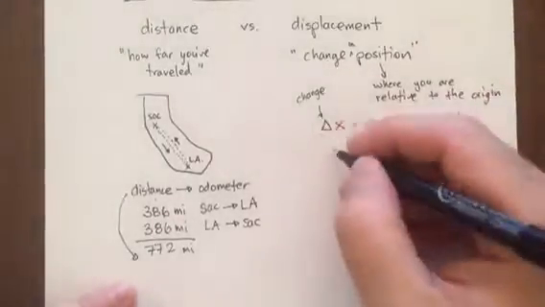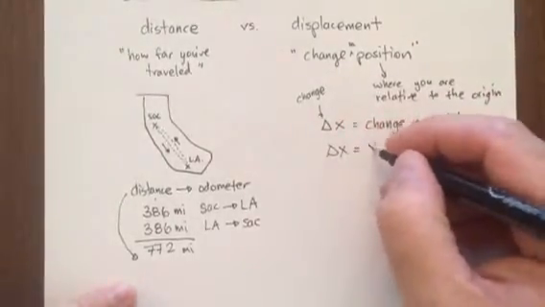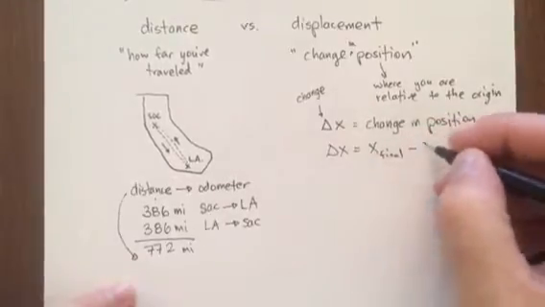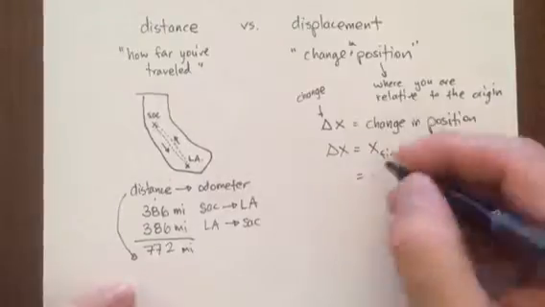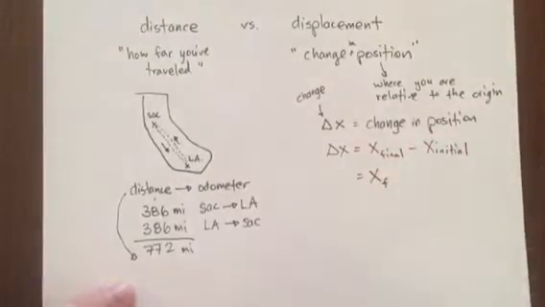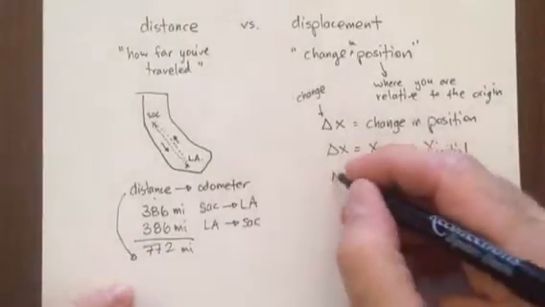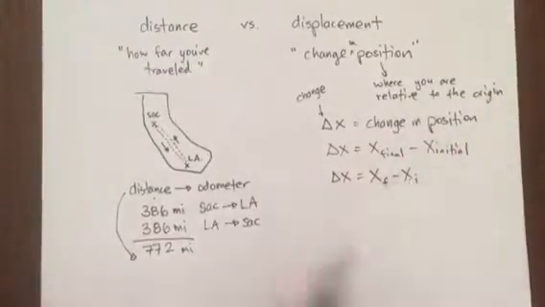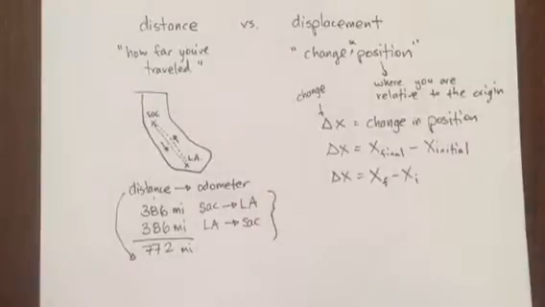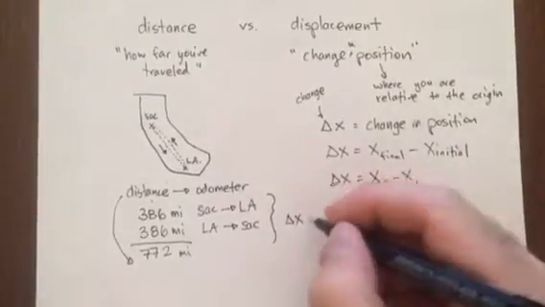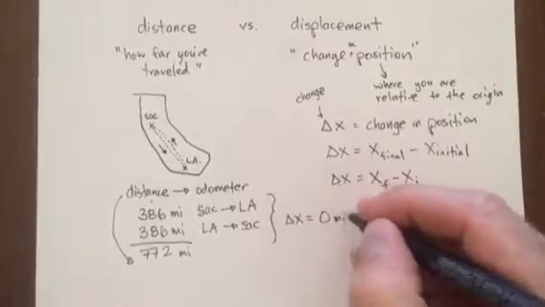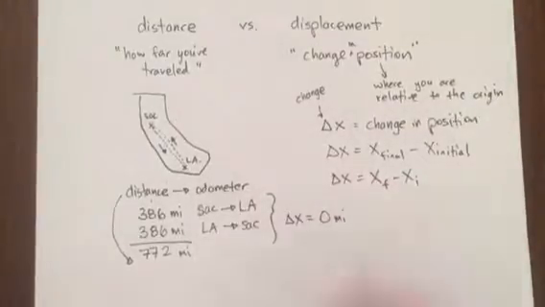And the change in anything is the final position minus the initial position. Okay? This can be abbreviated as x_f for final and x_i for initial. So your displacement is always the difference between your starting and ending position. So in the case of driving down south and then driving back up, your displacement, or change in position, is 0 miles. You didn't go anywhere in terms of this definition of displacement.